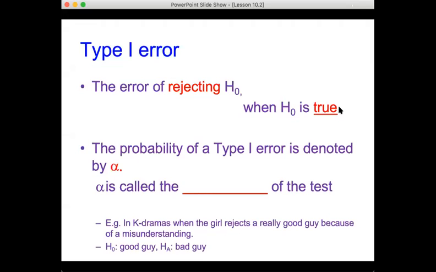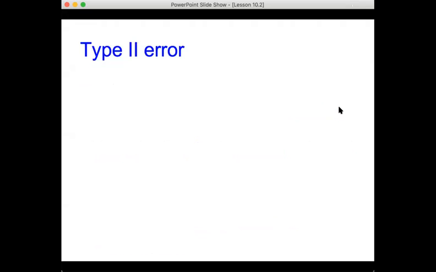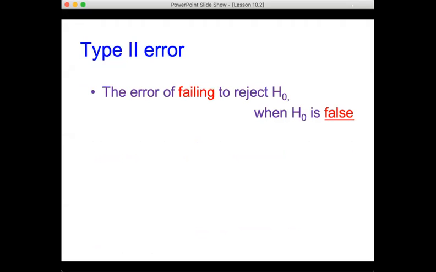Okay. All right. Let's go to type 2 error then. So type 2 error. This is the error of failing to reject the null hypothesis when it is false. Failing to reject the null hypothesis when it is false.